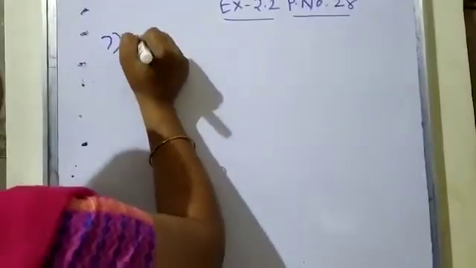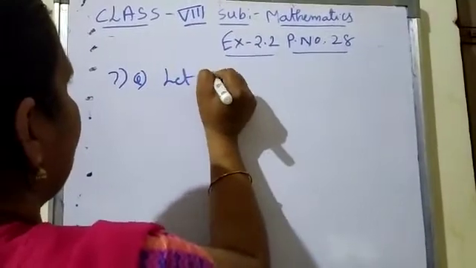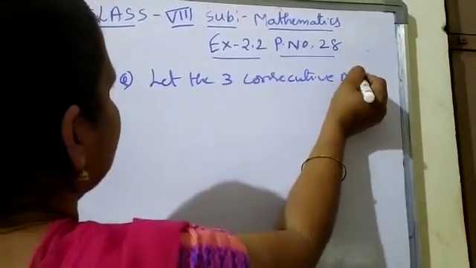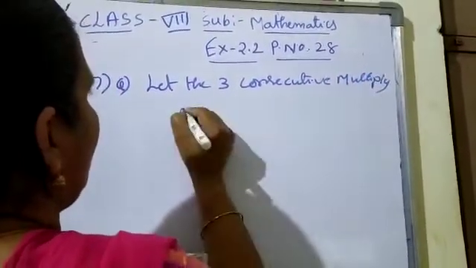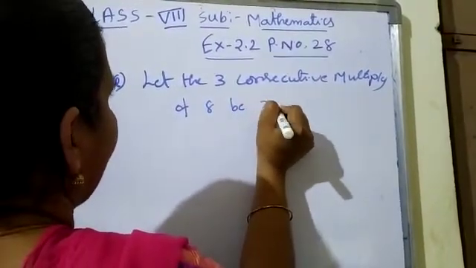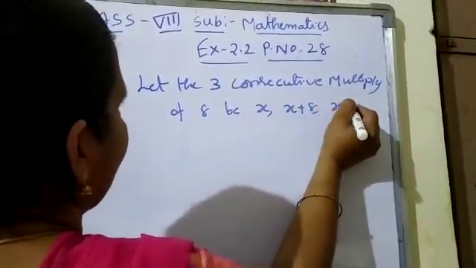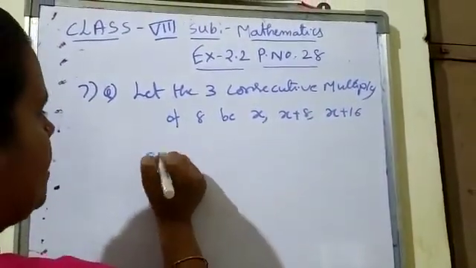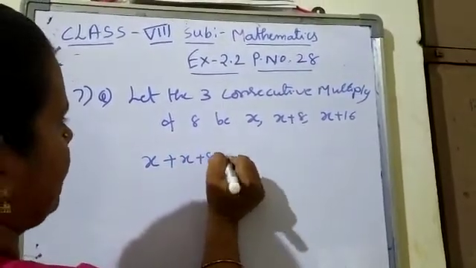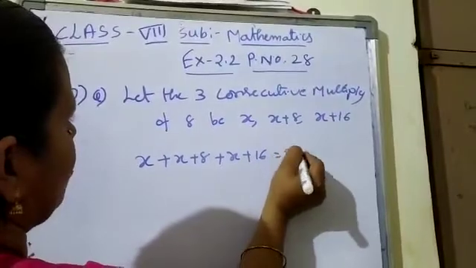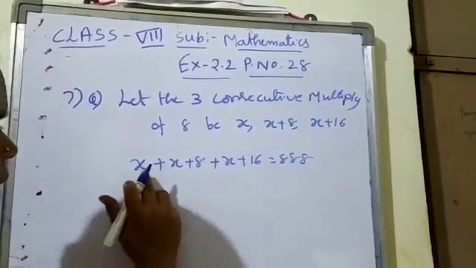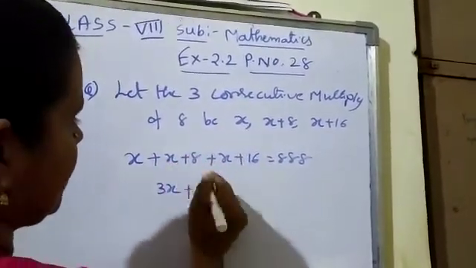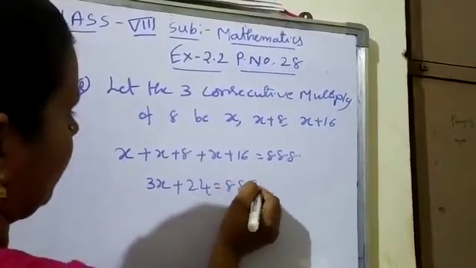Let the 3 consecutive multiples of 8 be x, x plus 8, x plus 16. The sum of these multiples is equal to 888, which means x plus x plus 8 plus x plus 16 is equal to 888. Now add the variables: x plus x plus x is 3x, plus 16 plus 8 is 24, is equal to 888.